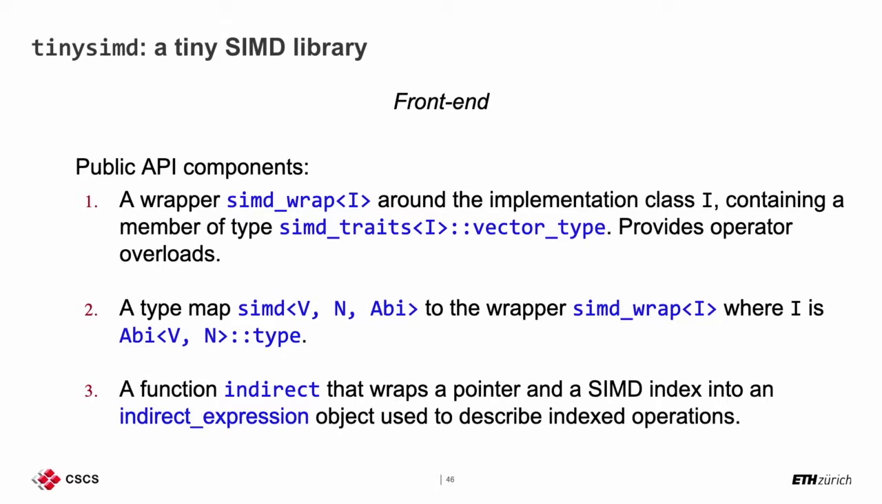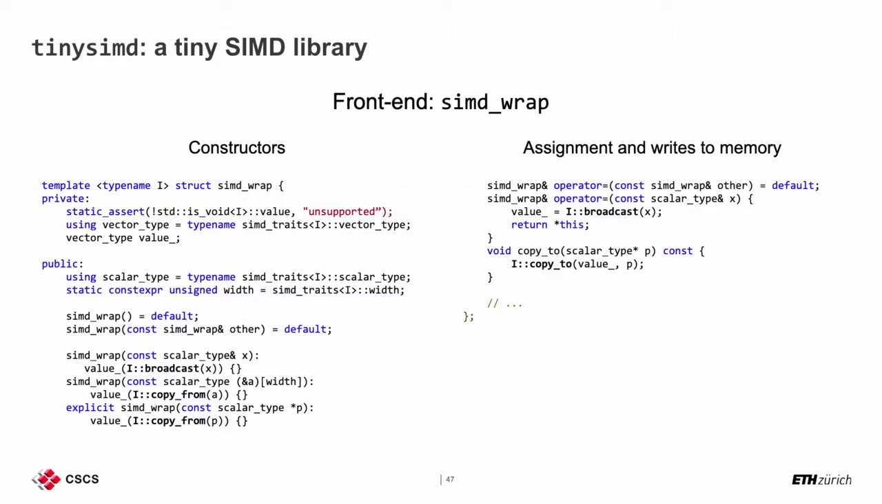And for the indirect stuff, the sort of gather and scatter information, I'm going to make an indirect expression and a nice little wrapper function called indirect that represents that in memory. And then I can overload on that in my implementations. So let's get started. What does SIMD wrap look like?